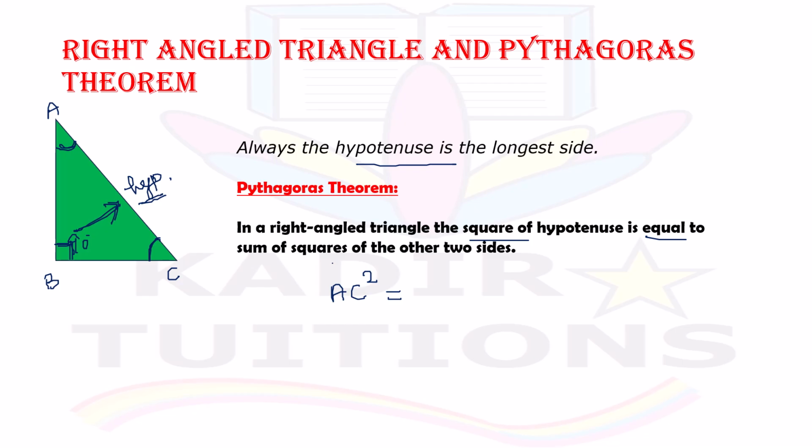So what are the other two sides? One is AB, so I need to do AB square, and another one is BC square. I need to add these two. So this is what the Pythagoras theorem is. So how can we apply this theorem? Maybe in a right angle triangle they would have given the value as 7 here and the value as 3 here, asking you to find the value over here. Then we can use this property and easily find the unknown side in a right angle triangle.